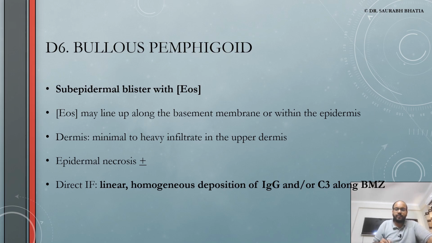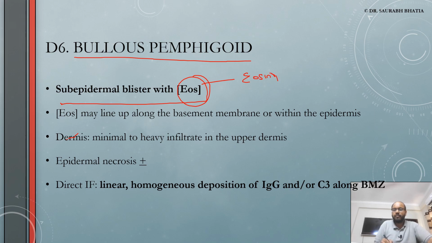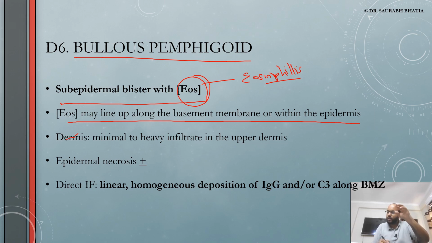Now, the next disorder that we'll discuss is bullous pemphigoid. You could say the prototype of subepidermal blistering. So in bullous pemphigoid, you will have subepidermal blisters with eosinophils, and that is important. You have to mention it in a single line: subepidermal disorder with eosinophils. The eosinophils may line up along the basement membrane or within the epidermis. You have the eosinophils in the split. You can also have them in the epidermis and the dermis itself.